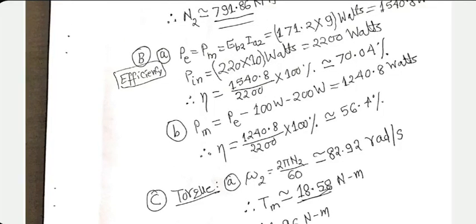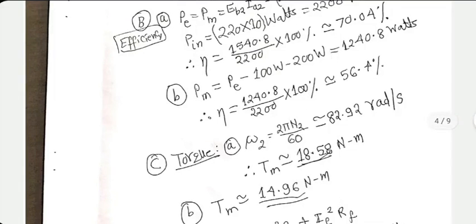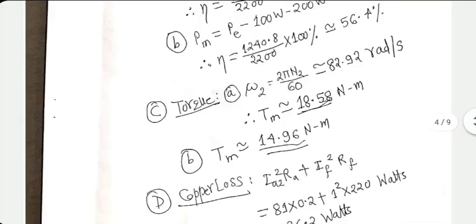Torque, of course, is straightforward again. We are talking second case now, when R external is there. So omega 2 will be 2 pi N2 divided by 60. You can double check my calculations later. The number I got was 82.92 radian per second. Torque is 1240.8 watt divided by omega 2. You should double check this.